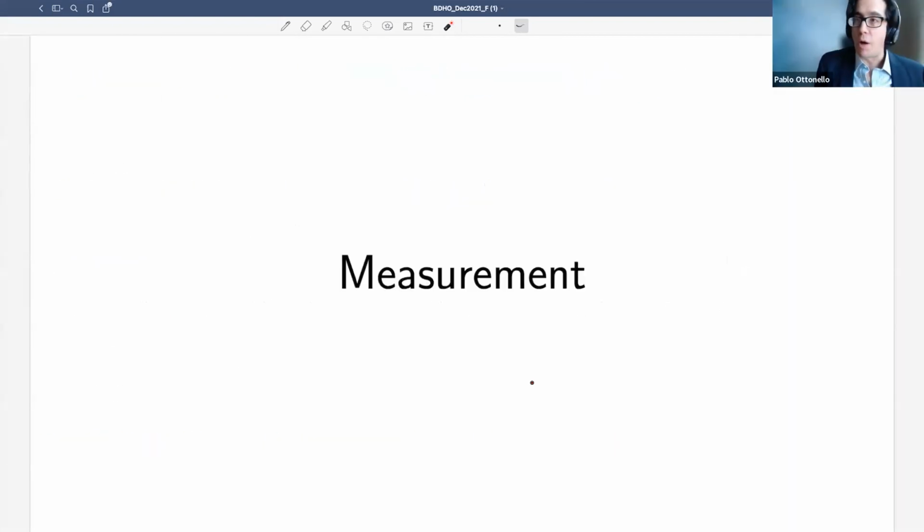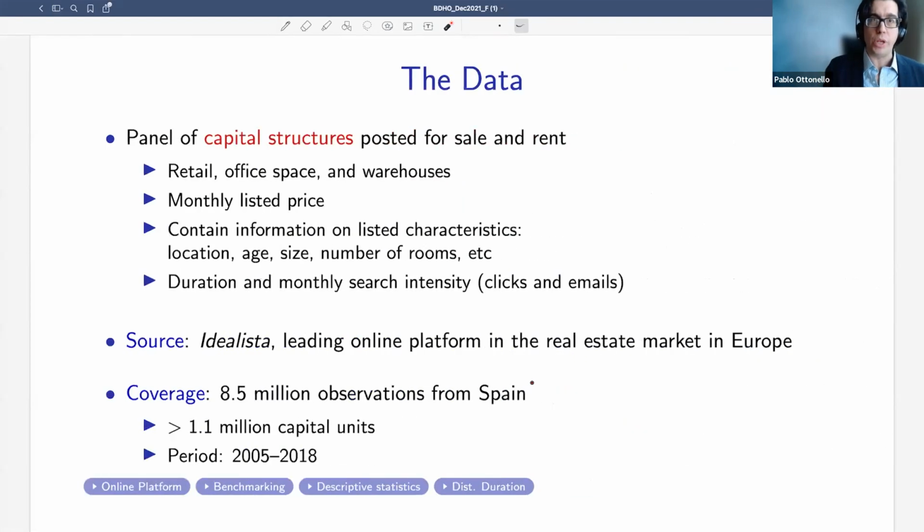Thank you. Now we're going to go to the measurement part of the paper. With this prediction in mind, that the degree of asymmetric information distorts the allocation, we use a novel data set on a panel of properties listed online for sale and rent. This includes retail, office, and industrial space at monthly frequency, in which we observe the listed price of a property, and we have information about its location, which is a neighborhood within a city, so it's a pretty good location even without the exact address. We also have the age of the property, its size, number of rooms, etc. And given that this is a panel, we have a measure of the duration, the number of months that the property remains listed.